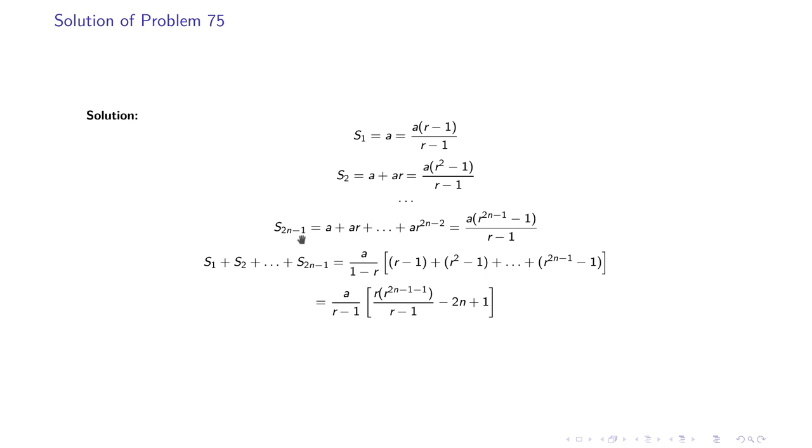Similarly, S_(2^n - 1) would be A(R^(2^n - 1) - 1) divided by R - 1. So we can rewrite this like this, and we can take out the terms of R and find the sum, and we take out the 1s and find the sum. So that's how we have found the required result.